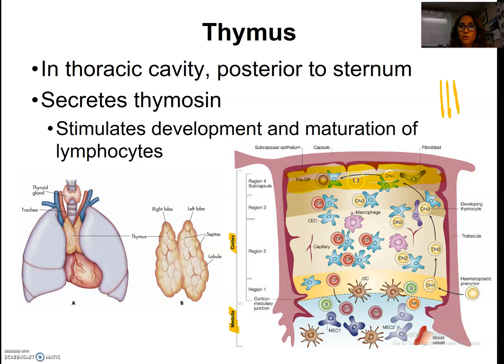So here's region 4, the subcapsular layer. Region 3, where you're seeing the developing thymocytes. Region 2, where you have a series of trabeculae, which means it looks kind of spongy, fingery. Remember the trabeculae in bones? And then region 1, right here, where you have hematopoietic precursors. These are stem cells that are going to be turning into lymphocytes eventually.